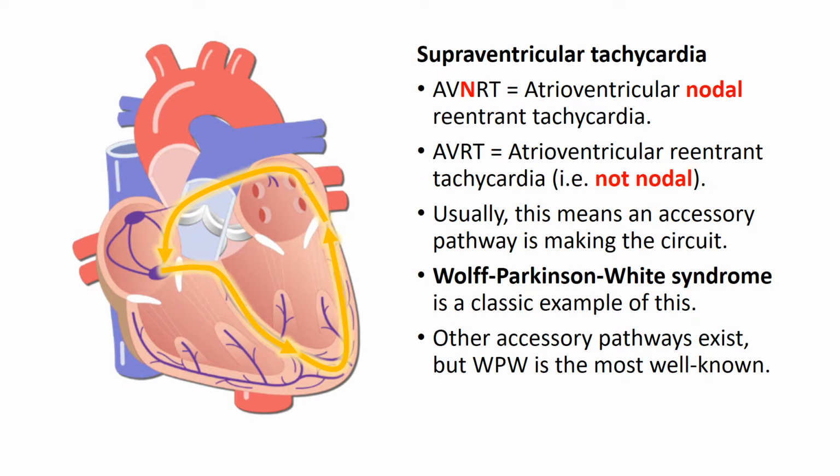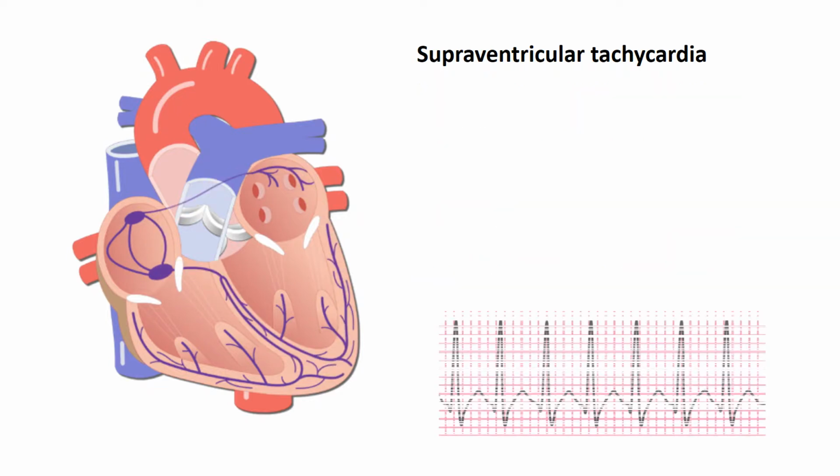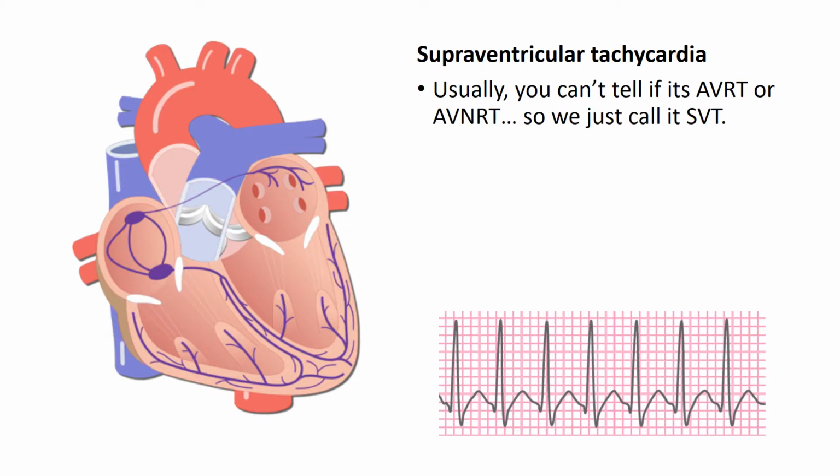There are other accessory pathways that exist, so it doesn't have to be a little extra bit of tissue in that exact spot, but Wolff-Parkinson-White is the most well-known one, so that's the one that everybody talks about. The ECG that you get from SVT looks like this, and usually you won't be able to tell from looking at that if this is AV-RT or AV-NRT, or is there an accessory pathway, or which one. So we just call these SVT.